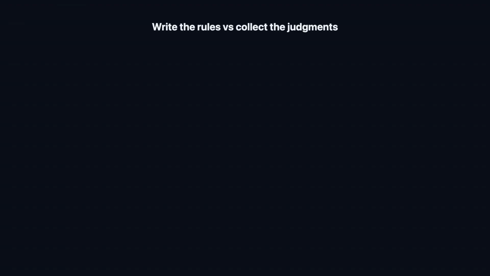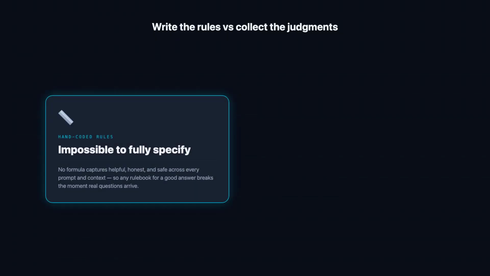So why collect opinions at all instead of just writing down what a good answer looks like? Here's the contrast side by side. Writing explicit rules for what makes an answer good sounds tempting, until you actually try. What counts as helpful, honest, or safe shifts with every prompt, every user, and every context. There is no formula, no loss function you can write down for a genuinely good response, which is exactly why the rulebook approach collapses the moment real questions arrive.